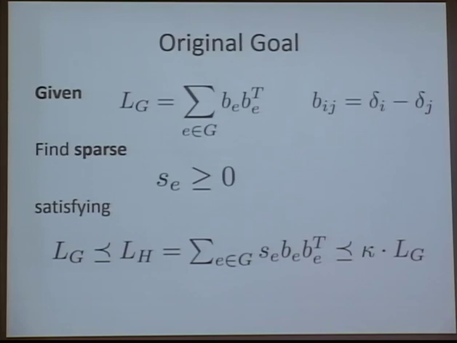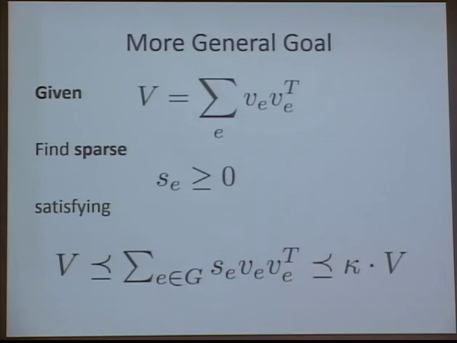Now I'm going to do something that seems ridiculous. I know a lot about these vectors. They're these signed incidence vectors of edges. I'm going to observe that this is a special case of a much more general problem. Given any sum of outer products, which may have nothing to do with anything, find a sparse set of weights S sub E, so that the weighted sum approximates the original sum to within this kappa factor. So I just threw away everything I knew about combinatorics or the fact that it came from a graph. This is a purely linear algebra problem.